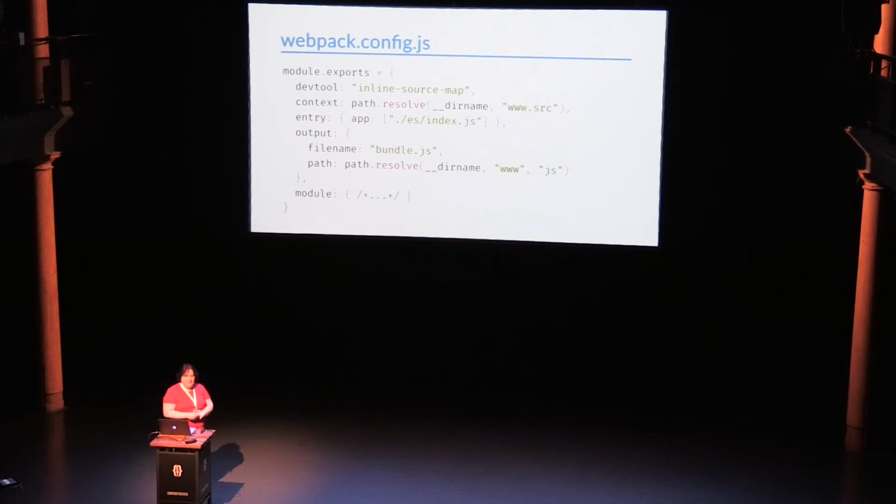But what this does is we tell it that we want to use source maps, which are incredibly important for debugging, because you don't want to be looking at the bundle code in your browser and trying to debug everything, because it's horrible. You want to look at your actual own code. The context is just where your ES 2015 code lives.